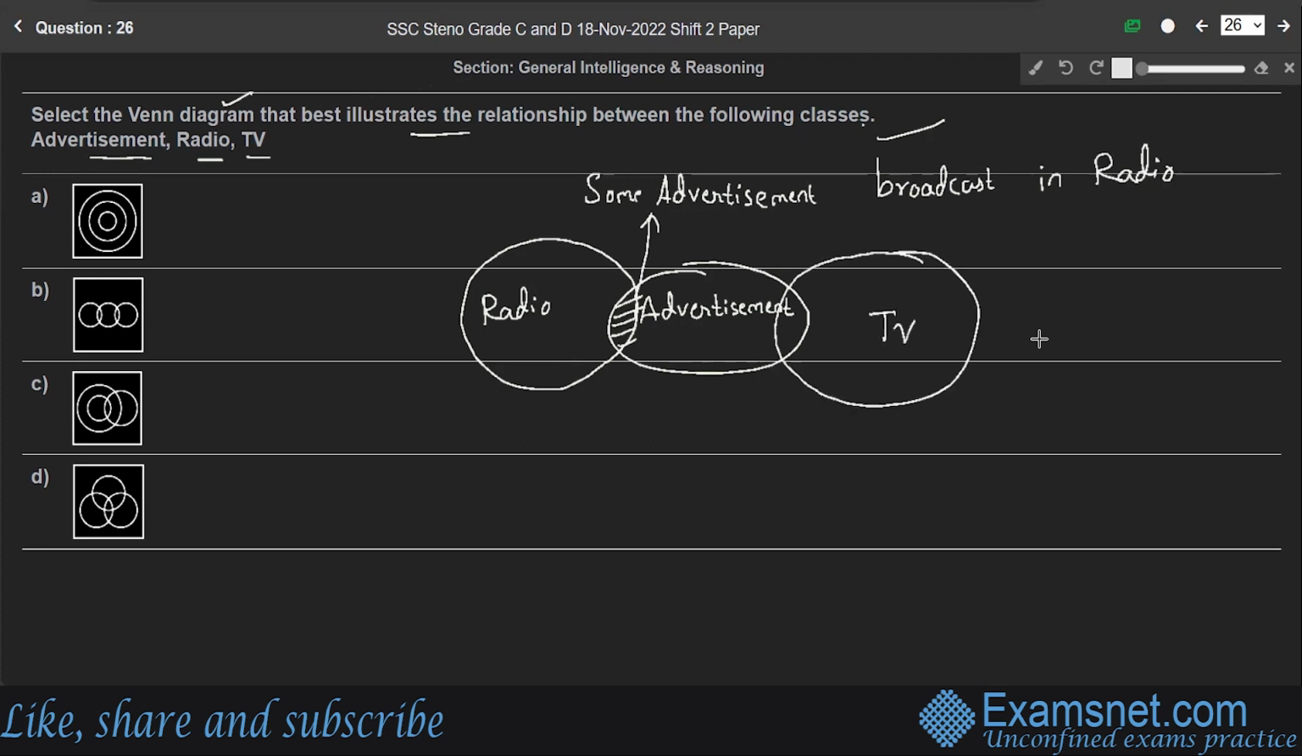Therefore, the set of TV will be like this, right? So there is a common portion between the set of advertisement and TV, which indicates some advertisements are broadcast in TV. Therefore, the second option best illustrates the relationship between advertisements, radio, and TV.